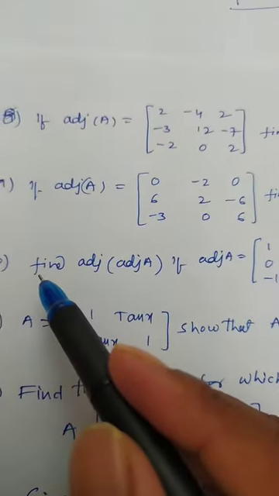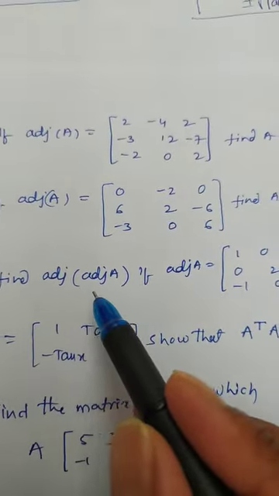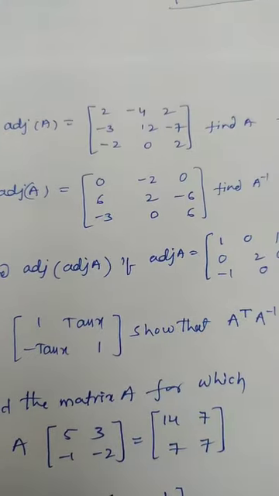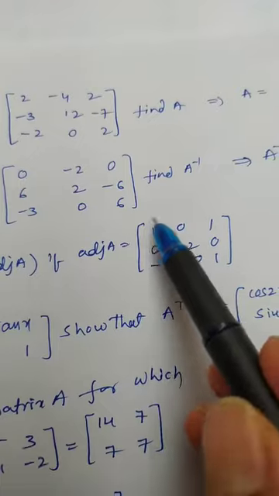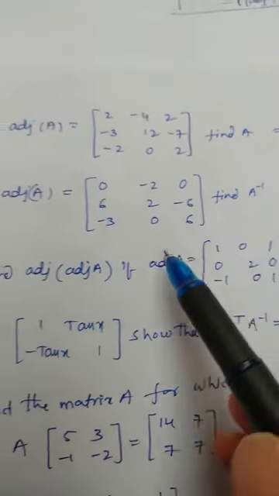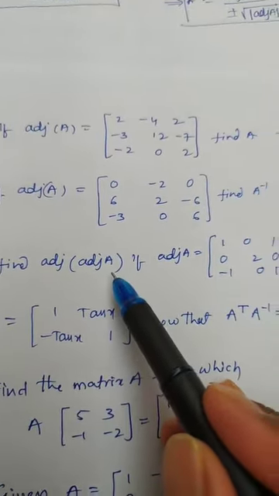Okay, for the 10th problem, find the adjoint of adjoint A. If adjoint A is given, no? So find the cofactors and transpose it. Automatically you can get adjoint of adjoint A. Right?